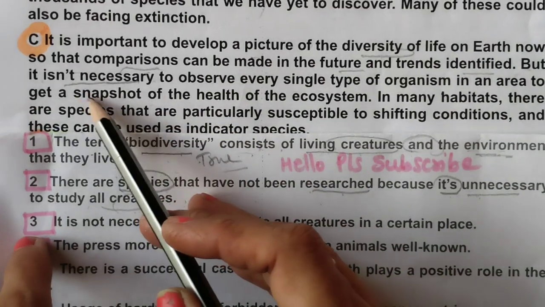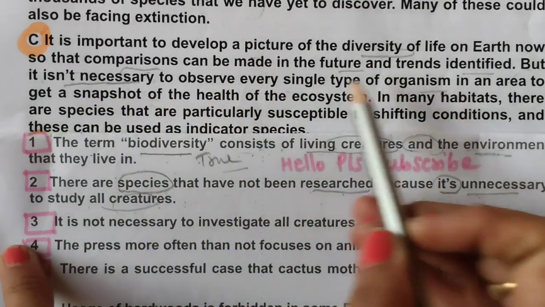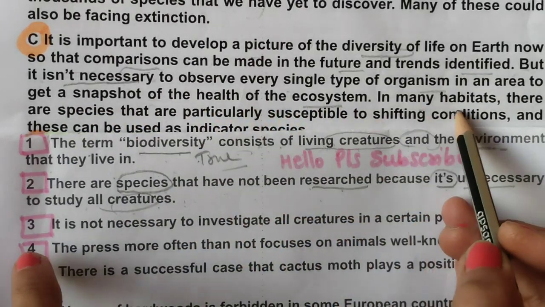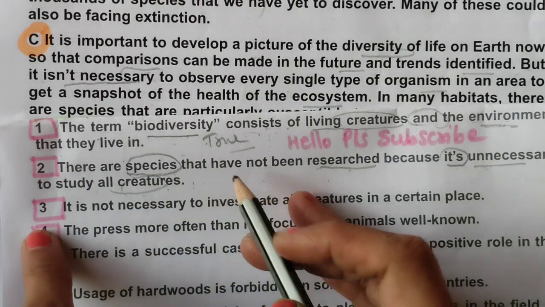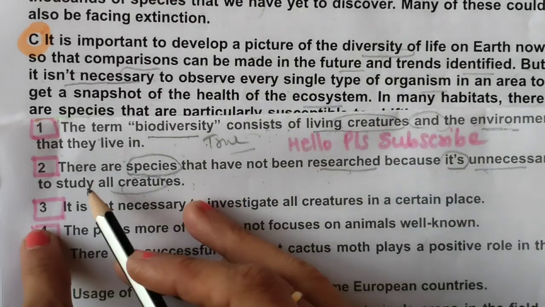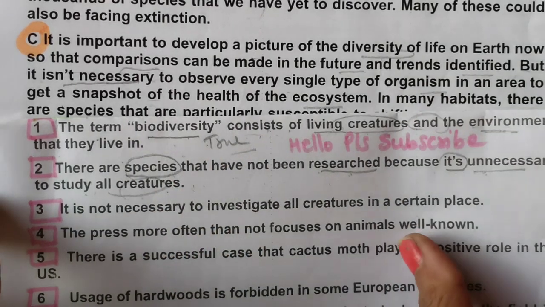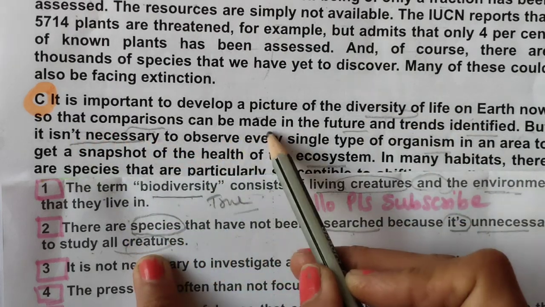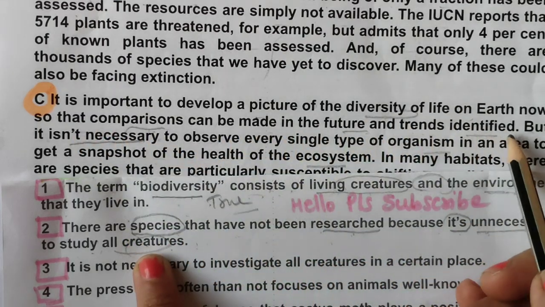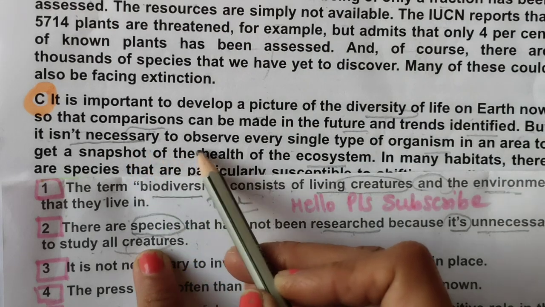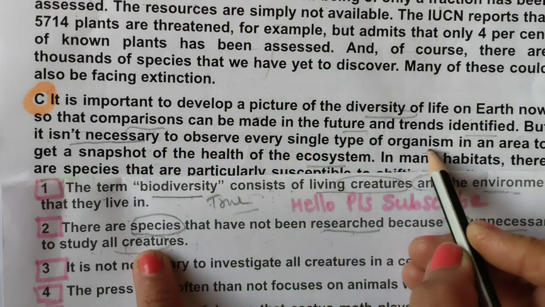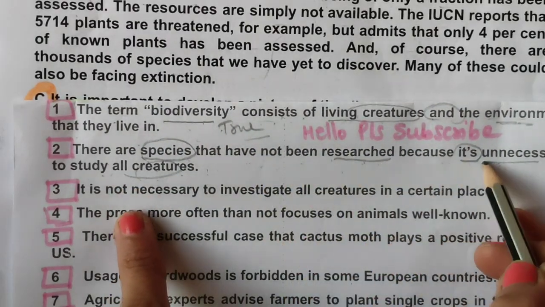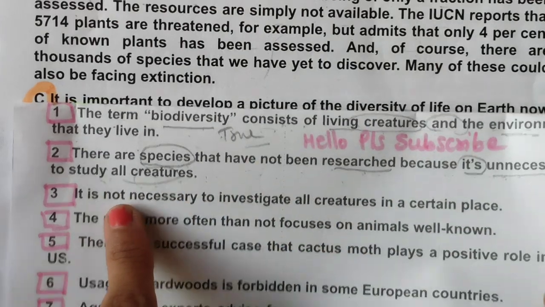So, but it isn't necessary to observe every single type of organism in an area to get a snapshot of the health of the ecosystem. In many habitats, there are species that have not been researched because it is unnecessary to study all creatures. I think it is important to study the diversity of life so that comparisons can be made in the future. But it isn't necessary to observe every single type of organism in an area to give a snapshot.